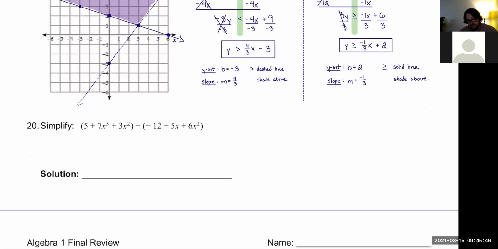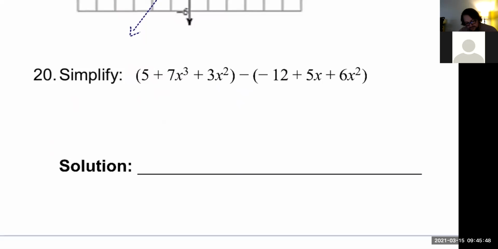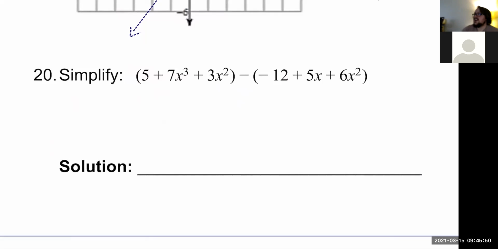Number 20. Every once in a while I have a student who is in a hurry and misreads this one, I think, because it does simply just say simplify. But for whatever reason, I have a lot of students miss this subtraction sign here in the middle.